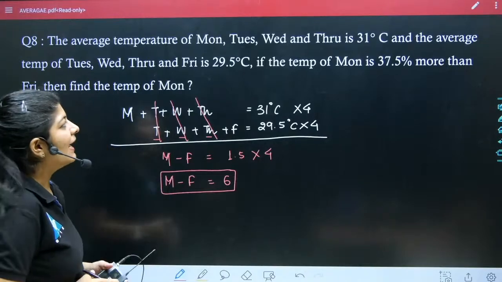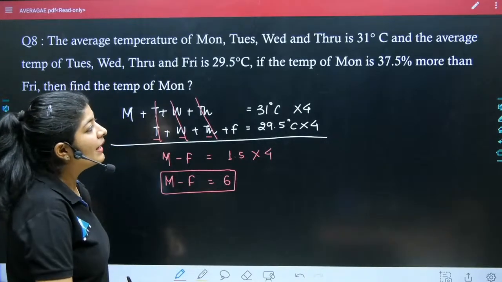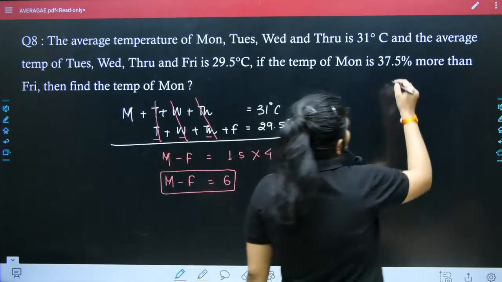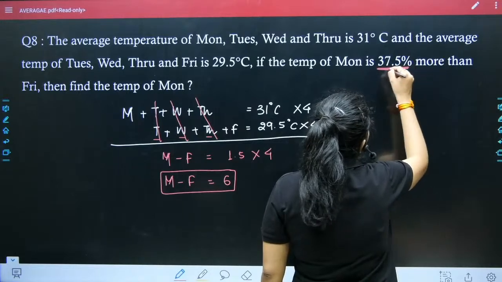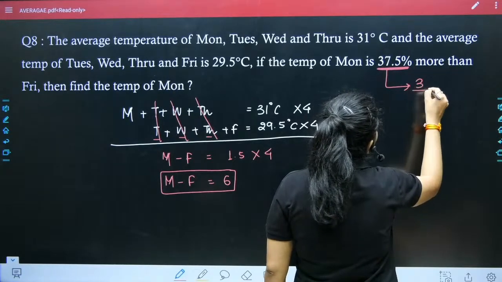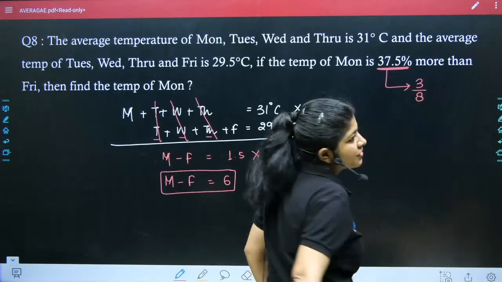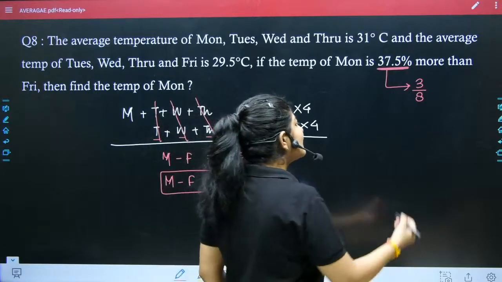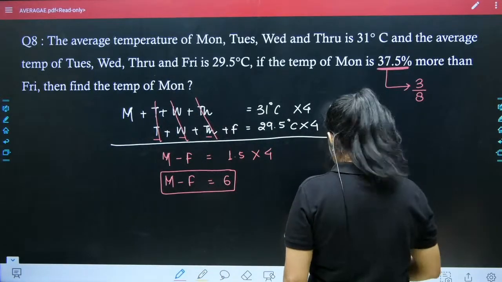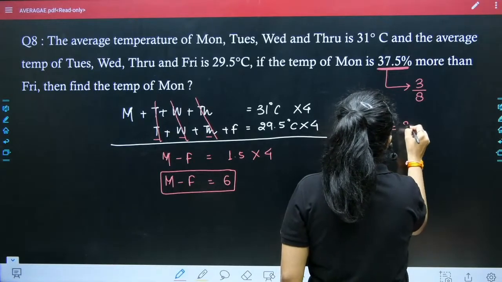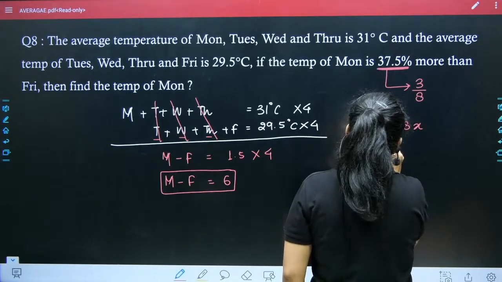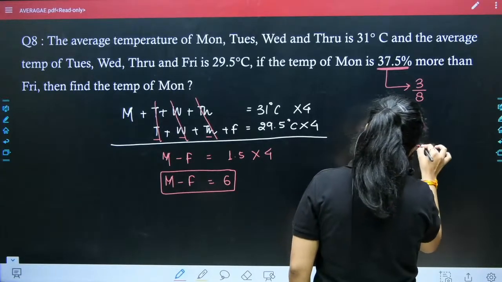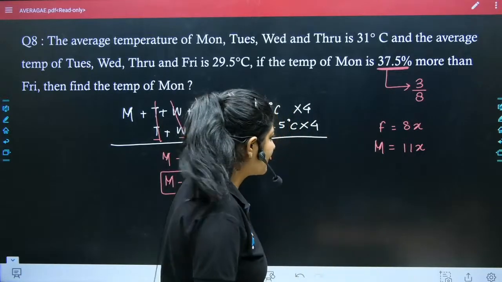But it is given that the temperature of Monday is 37.5% more than Friday. Now we have to convert this value into a fraction, and we can write it as 3 by 8. And it is given that if the temperature of Friday is equal to 8x, that means the temperature of Monday should be 3 more than that, that is equal to 11x.